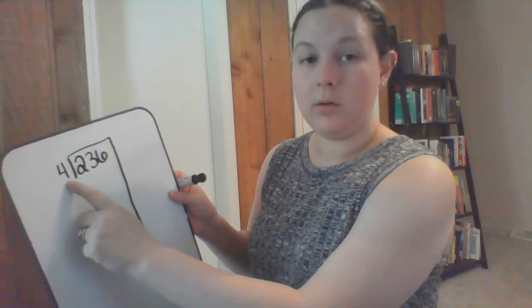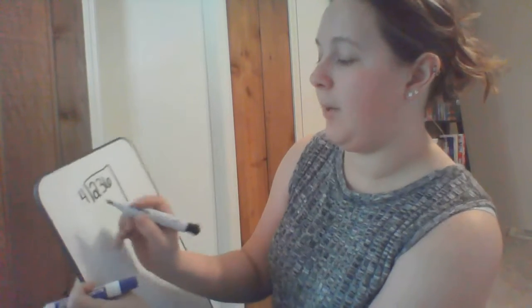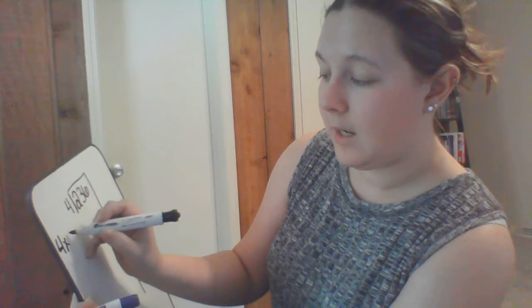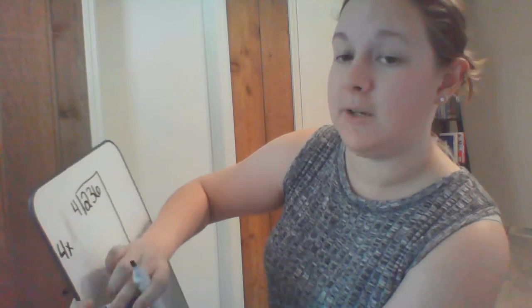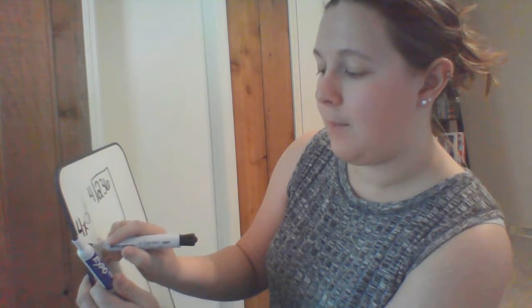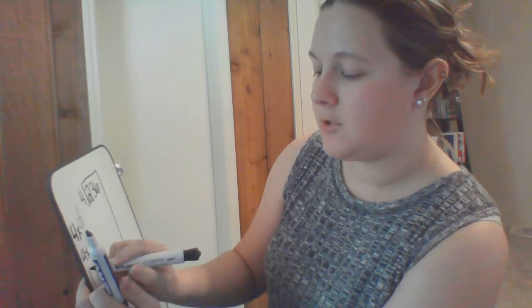So for my scholars, we know that our quick facts are all going to start with that 4. It's going to be 4 times something. So we're going to have 4 times 0. I include the 0 because it helps us know when we're done with our problem. Then we have 4 times 1, 4 times 2.